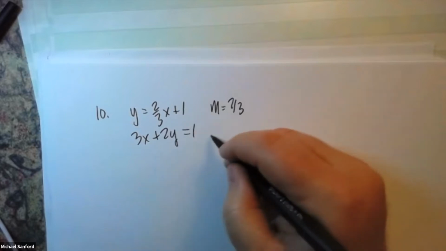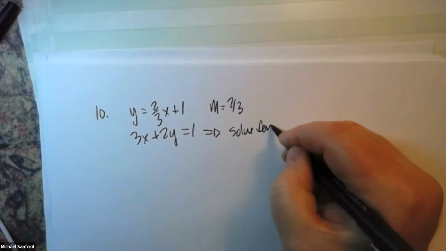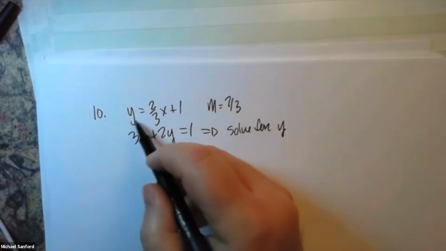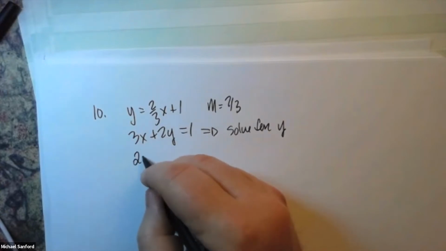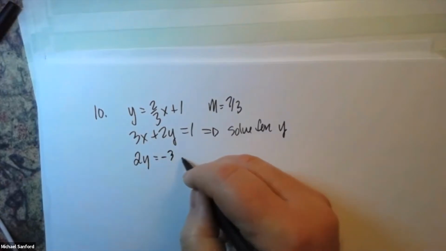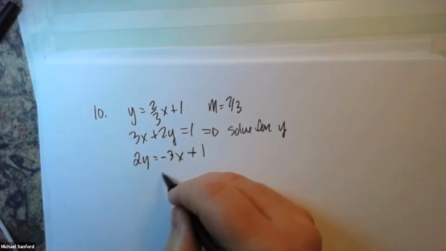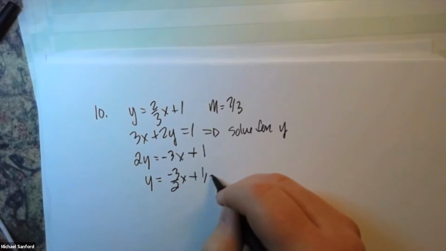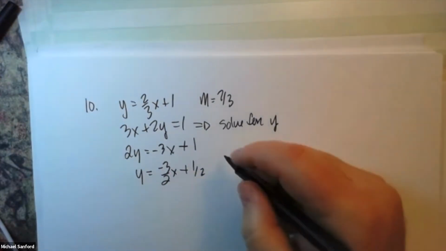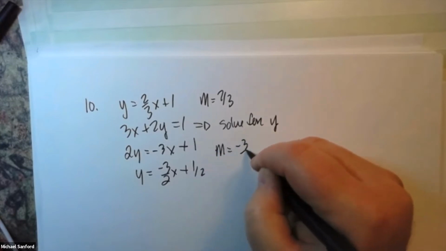What I'm going to do is take this one and solve for y, just so it's like this one. So I subtract that over. I get 2y is equal to -3x plus 1. Now I divide everything by 2. Notice that the slope for this one is -3/2.